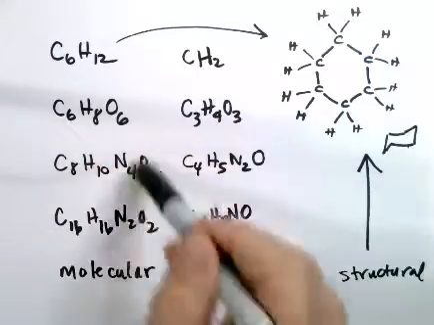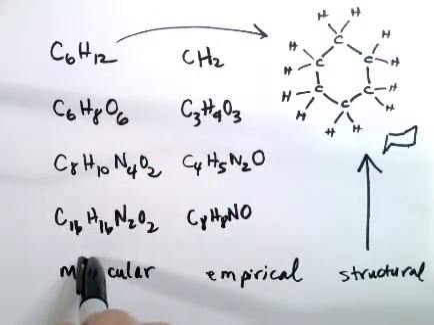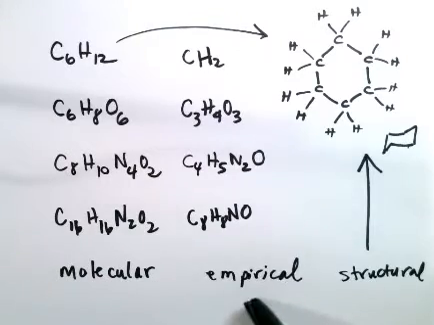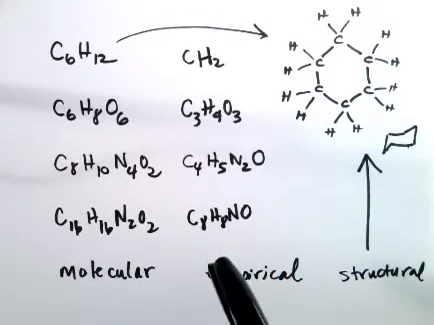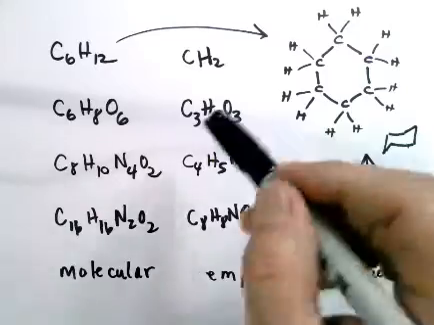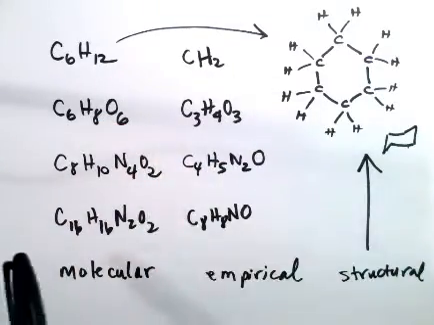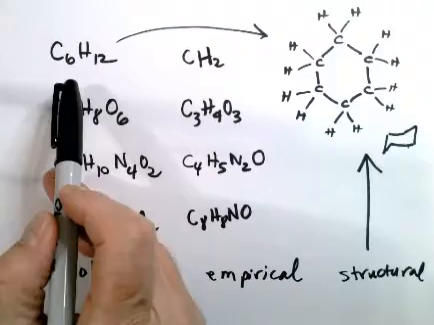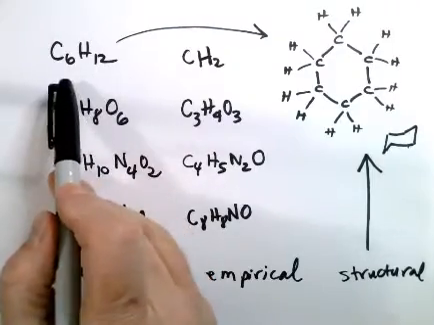Molecular formulas are formulas that might represent what is found in nature. Empirical formulas are just kind of the lowest whole number ratio of the atoms in the formula. And all we have to do is just find the least common number.